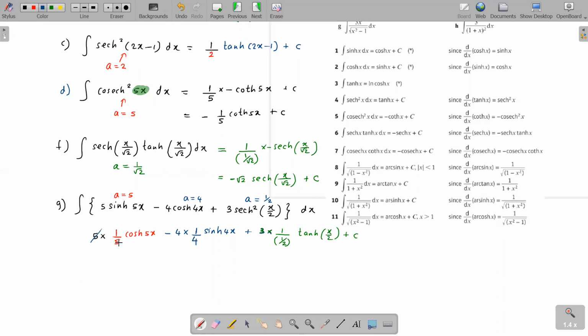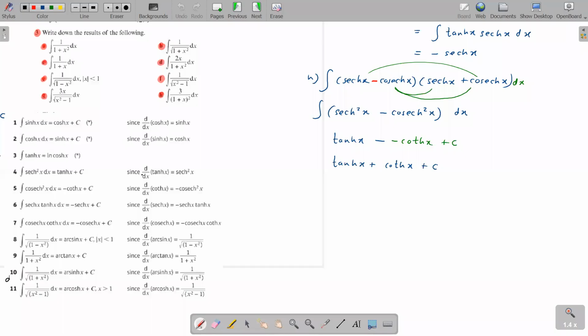So simplifying, 5 and 5 cancel here. I get cos 5x. 4 and 4 cancel, minus sin 4x. 3 into 1 divided by 1 over 2 is 6. And 6 tan x over 2 plus c. So this is the answer for this integration. Okay, then let's move on to the next part. Okay, and then we'll go to the next question.